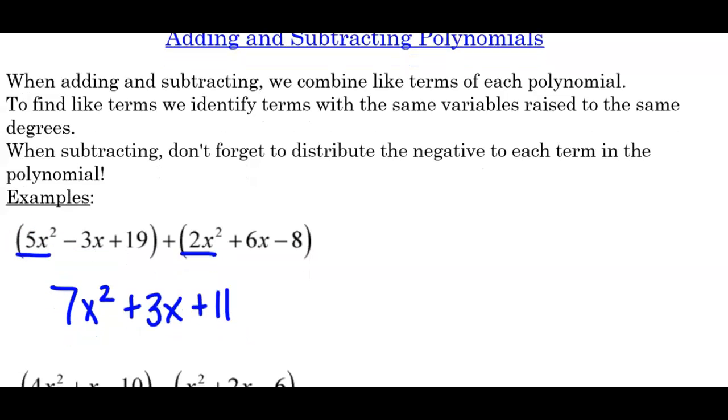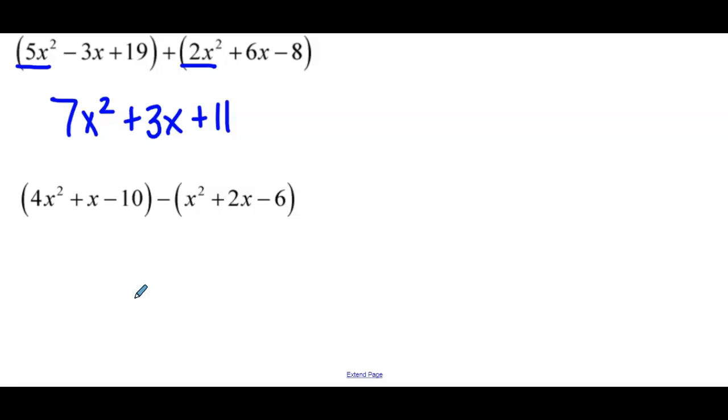Now let's look at a subtraction problem. Two trinomials again, 4x squared plus x minus 10 minus x squared plus 2x minus 6. So the first thing we're going to do is distribute the negative. So it's going to give us 4x squared plus x minus 10.